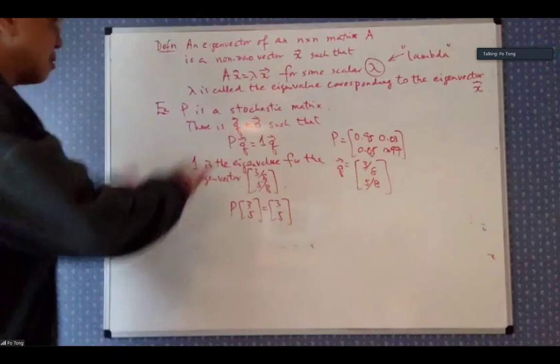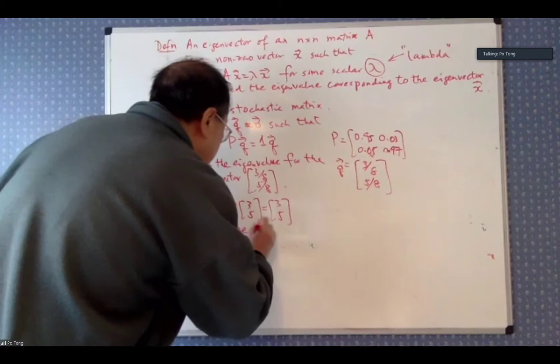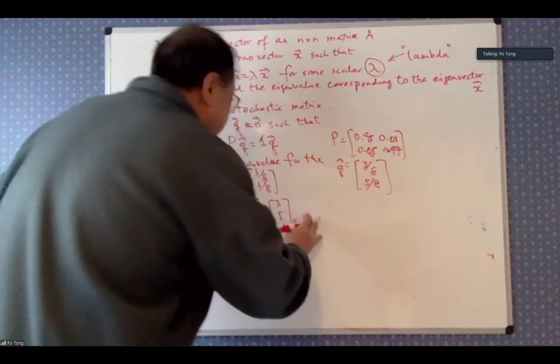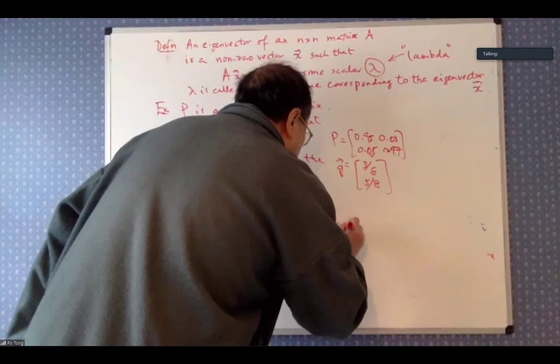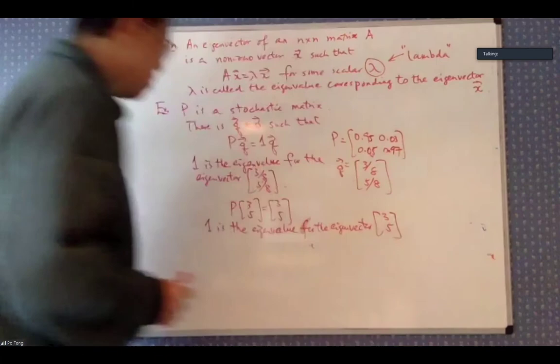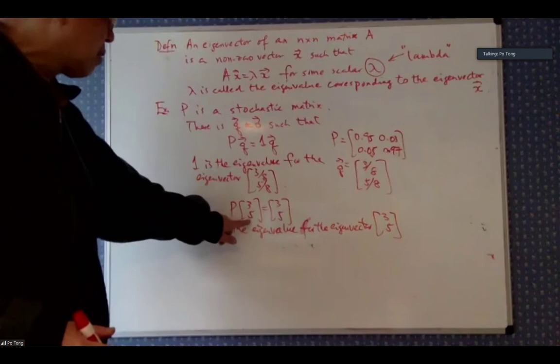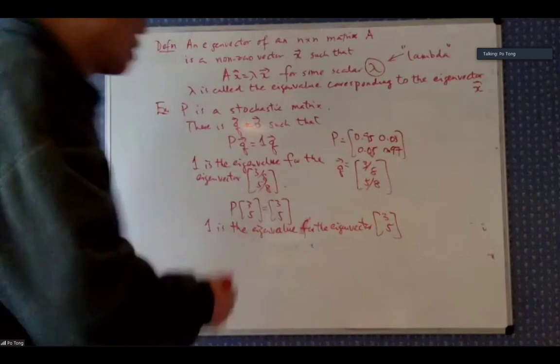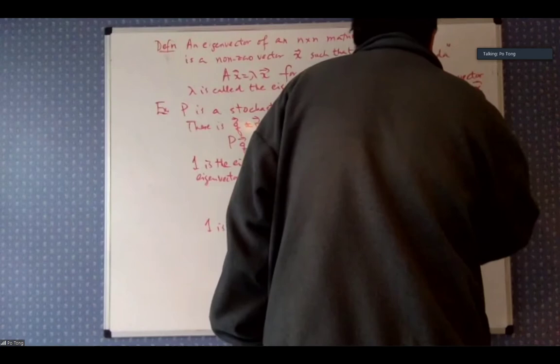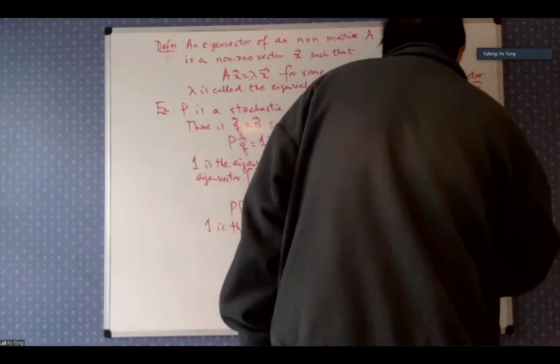So 1 is also the eigenvalue for the eigenvector. Because you scale this and multiply by P, it's equal to itself. If you scale it, it's still equal to itself. So the entire line, anything on this line, this direction (3, 5), anything on this line is going to be an eigenvector.